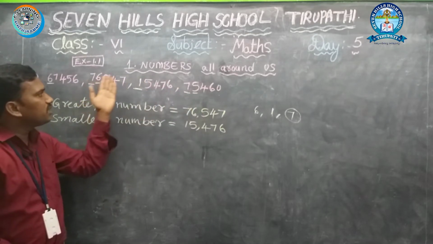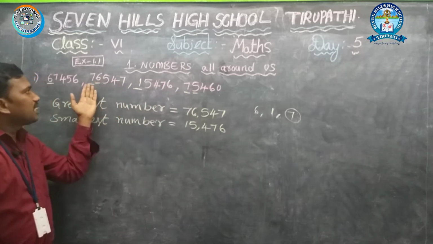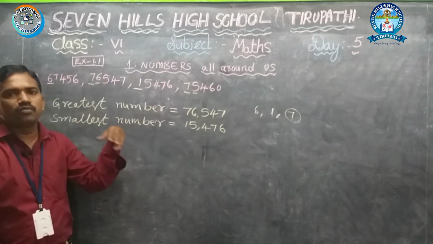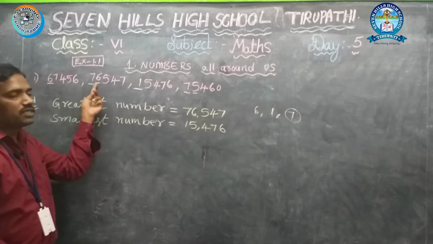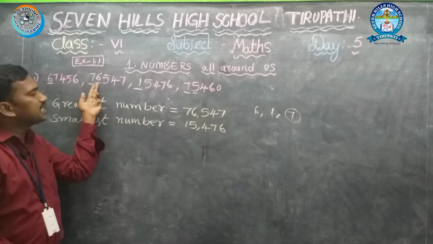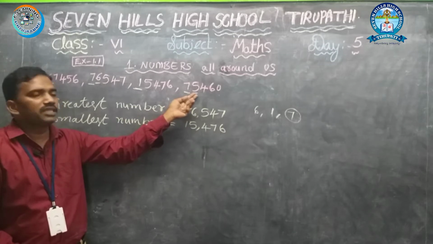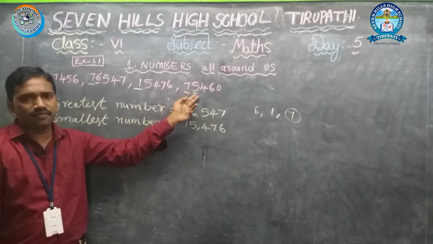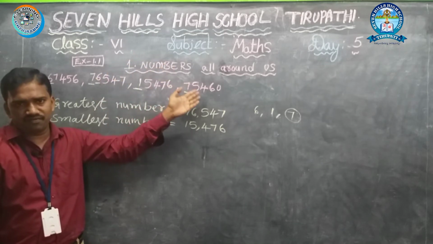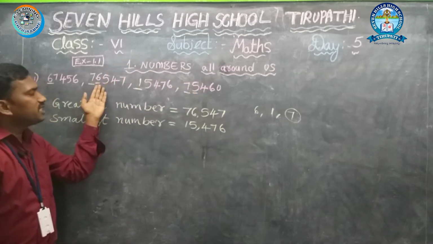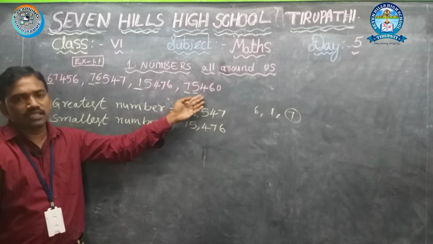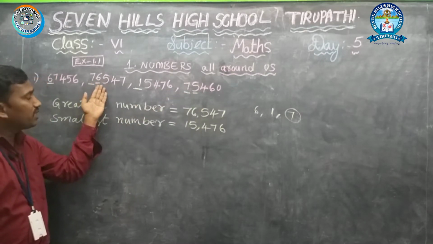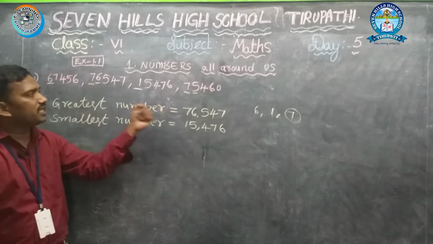Among these two numbers, 7 is the same, right? That's why we are moving to the thousands place. Here the thousands place is 6, and here the thousands place is 5. 6 is greater than 5, so this number is greater than this number. So 76,547 is the greatest number.